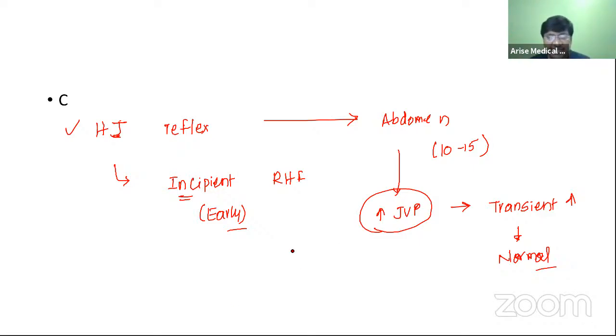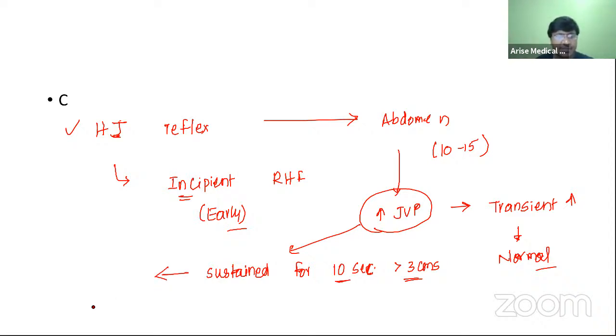But the JVP whichever is raised, if it is sustained for 10 seconds for more than 3 centimeters, then this is considered as a positive hepatojugular reflex. This is considered as a positive hepatojugular reflex.